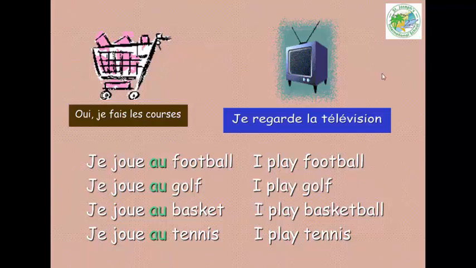Je regarde la télévision. So, all these examples, it's about activities we used to do. We use le verbe jouer, à, plus the kind of sports that we practice, and le verbe faire, plus the kind of sports that we used to practice or the activity that we like to do.